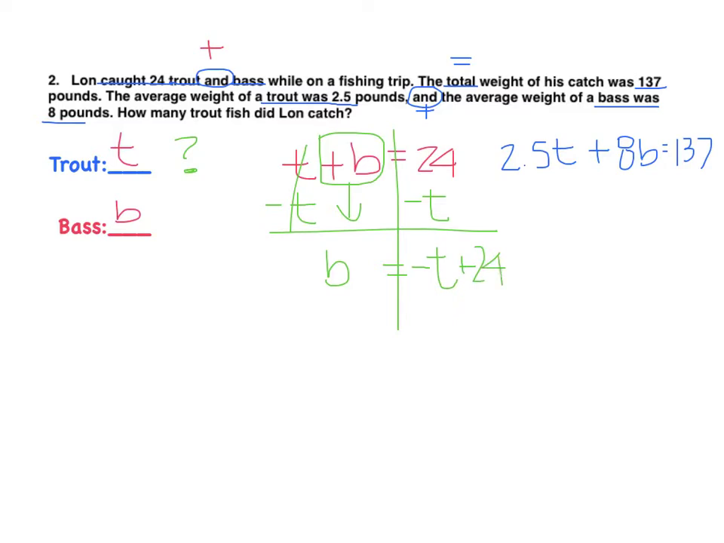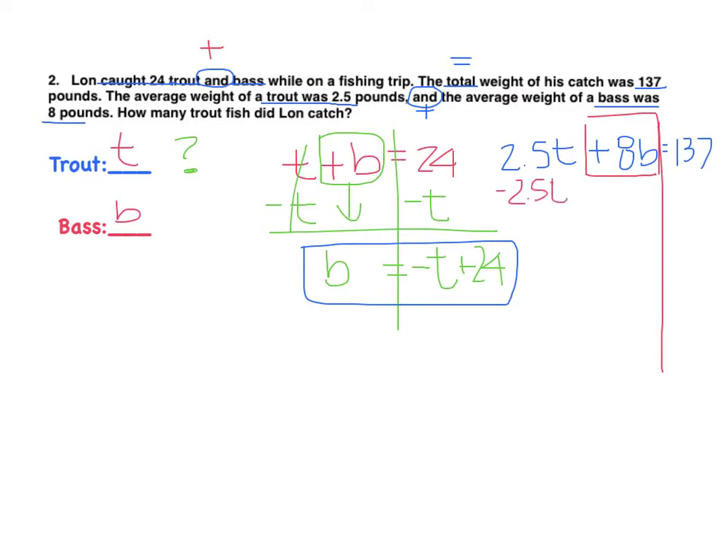There's our first equation. Now for the second equation, same exact concept. First, remember, we always pick the same letter. So we said b, so we're solving for b. We subtract 2.5t to both sides.